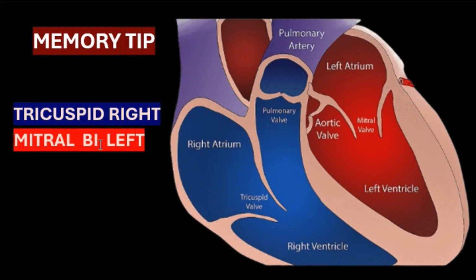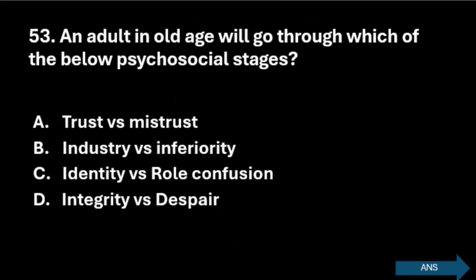Tricuspid right, mitral by left. So mitral is bicuspid, that is left. Tricuspid is right. See here the tricuspid in right and mitral in left. The color code also you can see, the blue color coding also given to memorize and connect it.